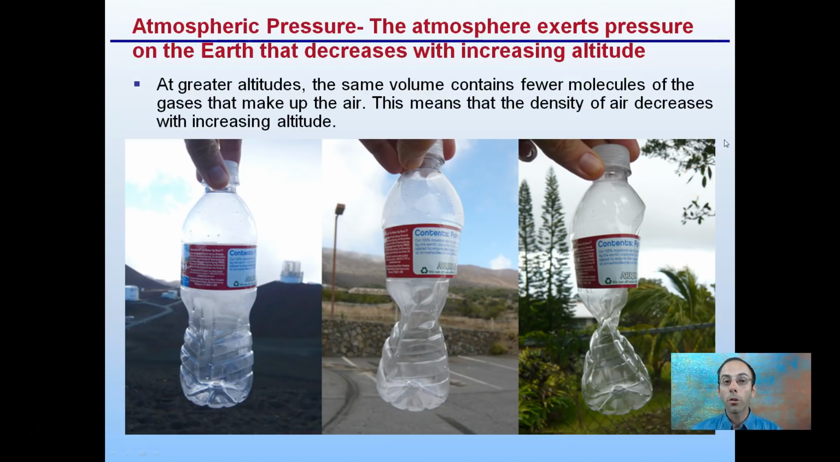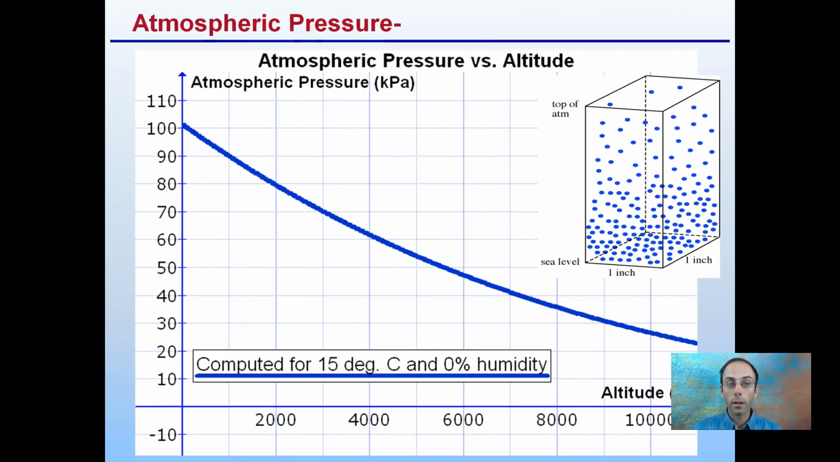In the atmosphere, we also have atmospheric pressure, which is the pressure the atmosphere exerts on Earth, and it decreases with increasing altitude. If you seal a bottle up at a very high mountain peak, then as we start driving down that mountain, you can see it getting crushed, because this volume of air contains fewer particles than it does at sea level. The greater the altitude, the fewer molecules of gases the same volume contains. This means that the density of air decreases as you increase in altitude. At the top of a very tall mountain, there will be less dense air than at sea level.